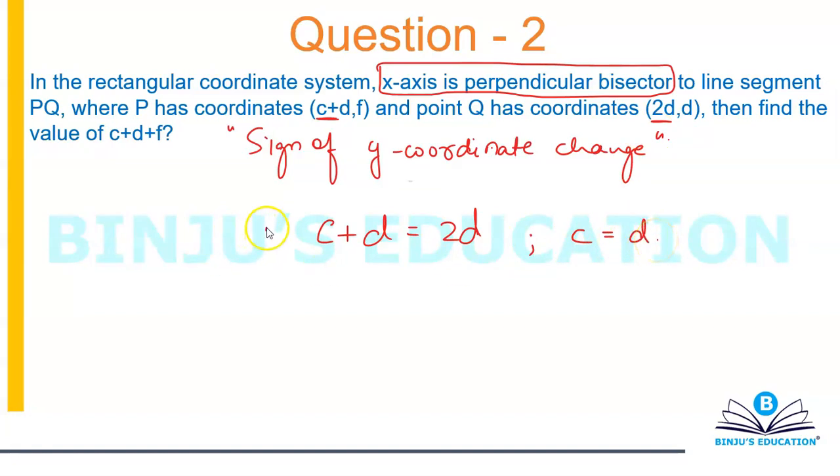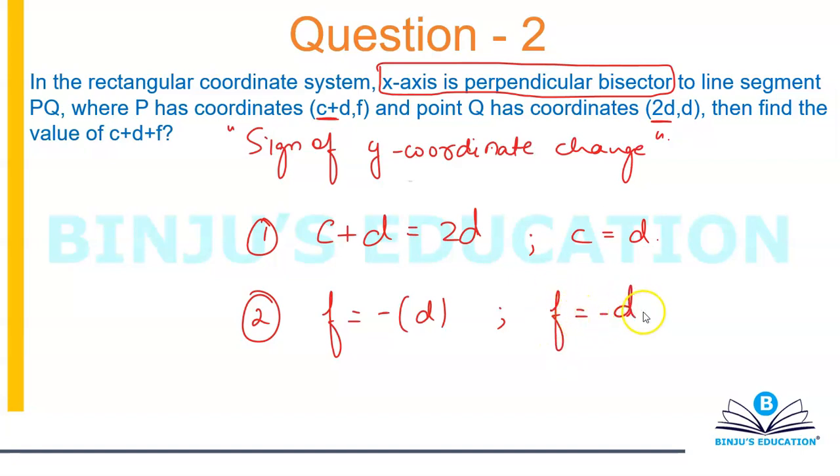If I want my second equation, then the sign of y coordinate will change, which means f will be equal to minus of d. So f is equal to minus d, nothing else. Now if I want to calculate c plus d plus f, so let's do that. c is d, and f is minus of d. So this will give you your answer as d.